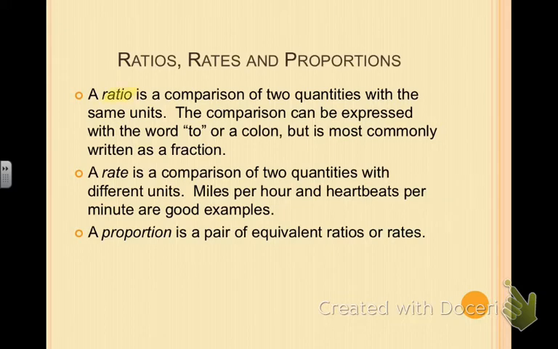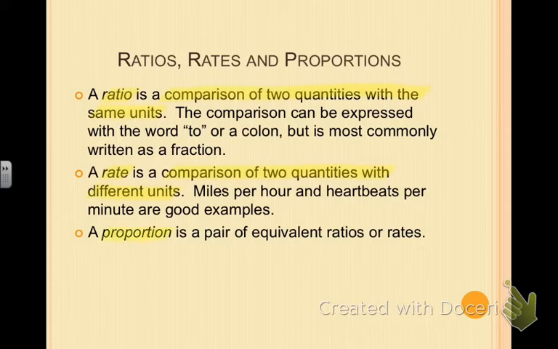A ratio is a comparison of two quantities with the same units. The comparison can be written using the word to, a colon, or it can be written as a fraction. A rate is a comparison of two quantities as well, but with different units. For example, miles per hour or heartbeats per minute.